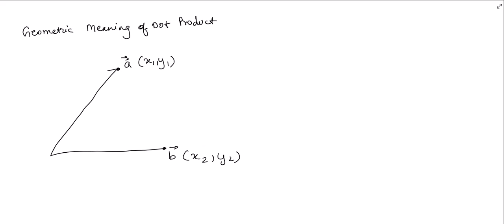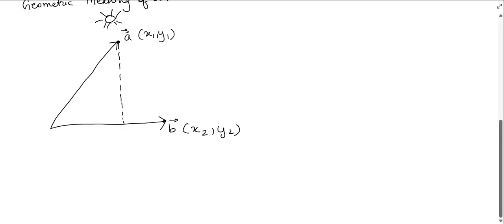Now, imagine there is a light source on top of vector A, and the shadow will be formed on B by vector A. So, if we draw a straight line from here, this will be the shadow cast on B by vector A. So, this is the representation of the dot product. This shadow cast is the representation of the dot product.